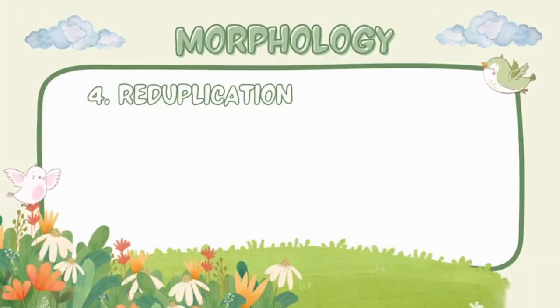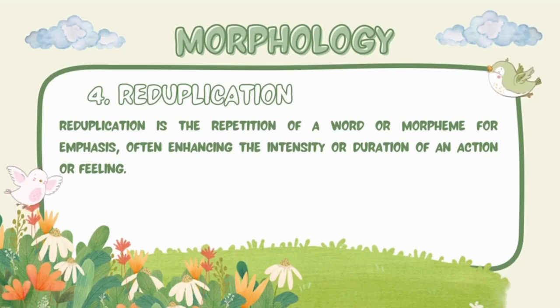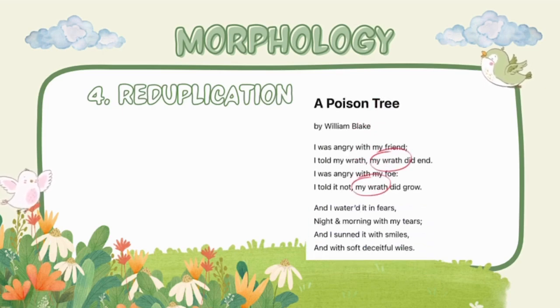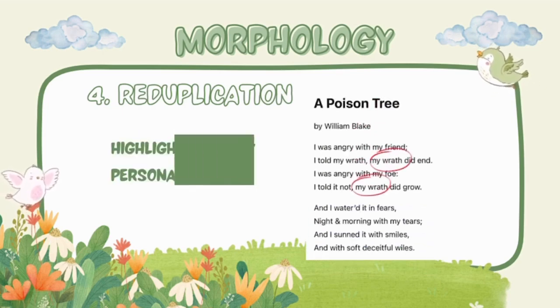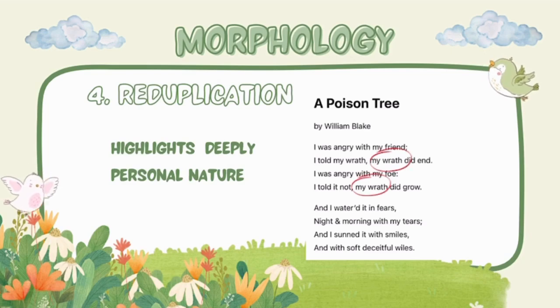Next is reduplication. Reduplication is repeating a word or morpheme to emphasize intensity or duration. For example, in "my wrath," the repetition highlights the intensity and deeply personal nature of the speaker's anger.